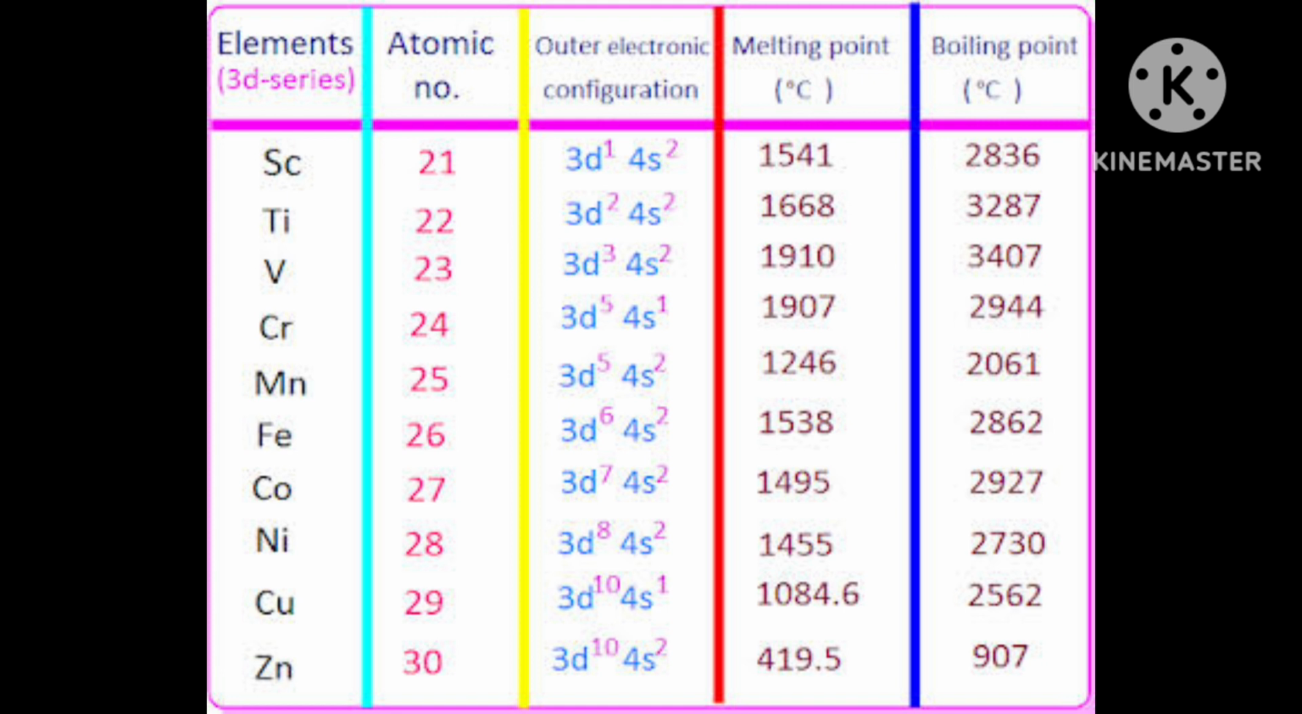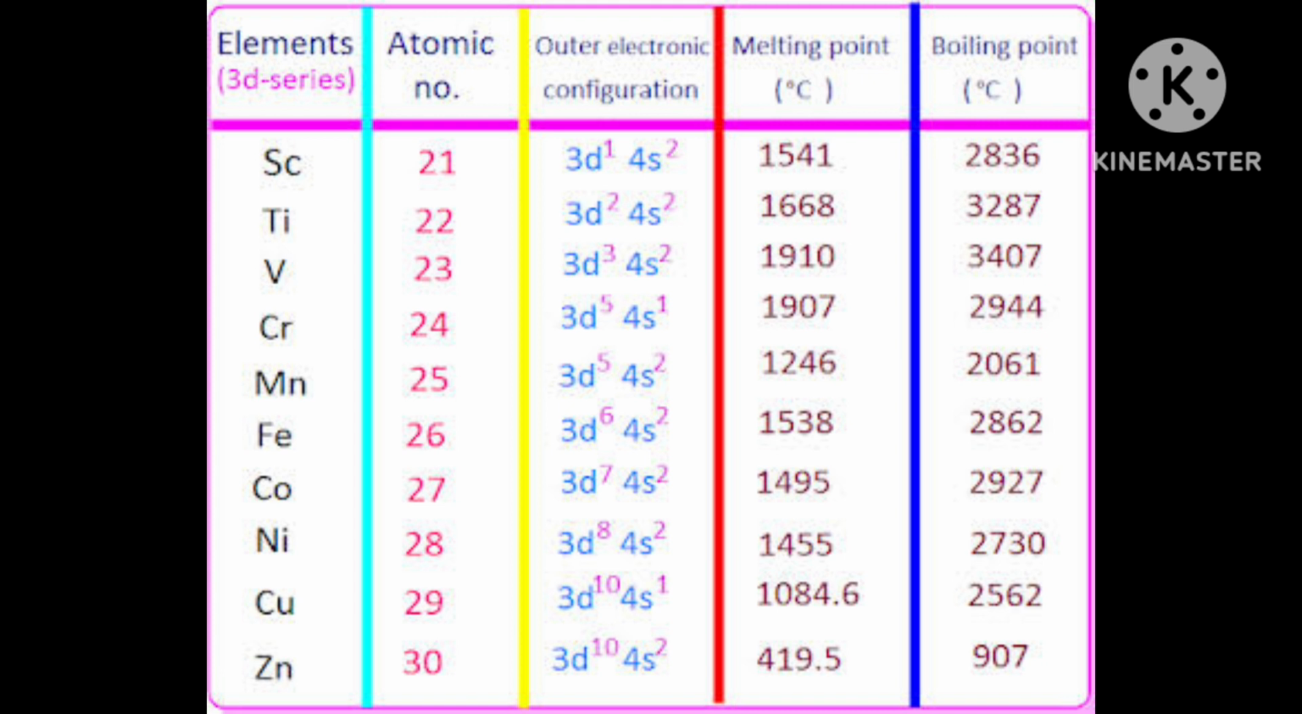Protactinium means Pa, protactinium, Pa. And 92 is uranium, U. 93 is neptunium, Np. 94 is plutonium, Pu. 95 is americium, Am. 96 is curium, Cm. Cm means curium.